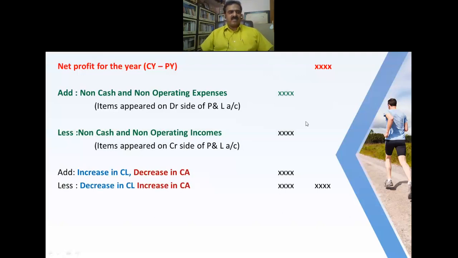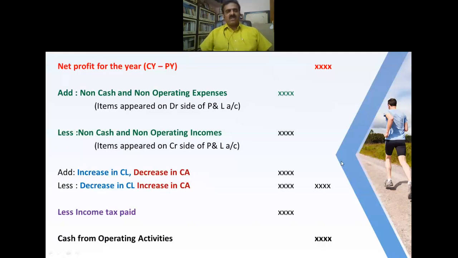Decrease in current liability, increase in current asset. So first step with respect to expenses and incomes, second step pertaining to the current assets and current liabilities, finally income tax paid is to be deducted. That fetches the cash flow from operating activities.